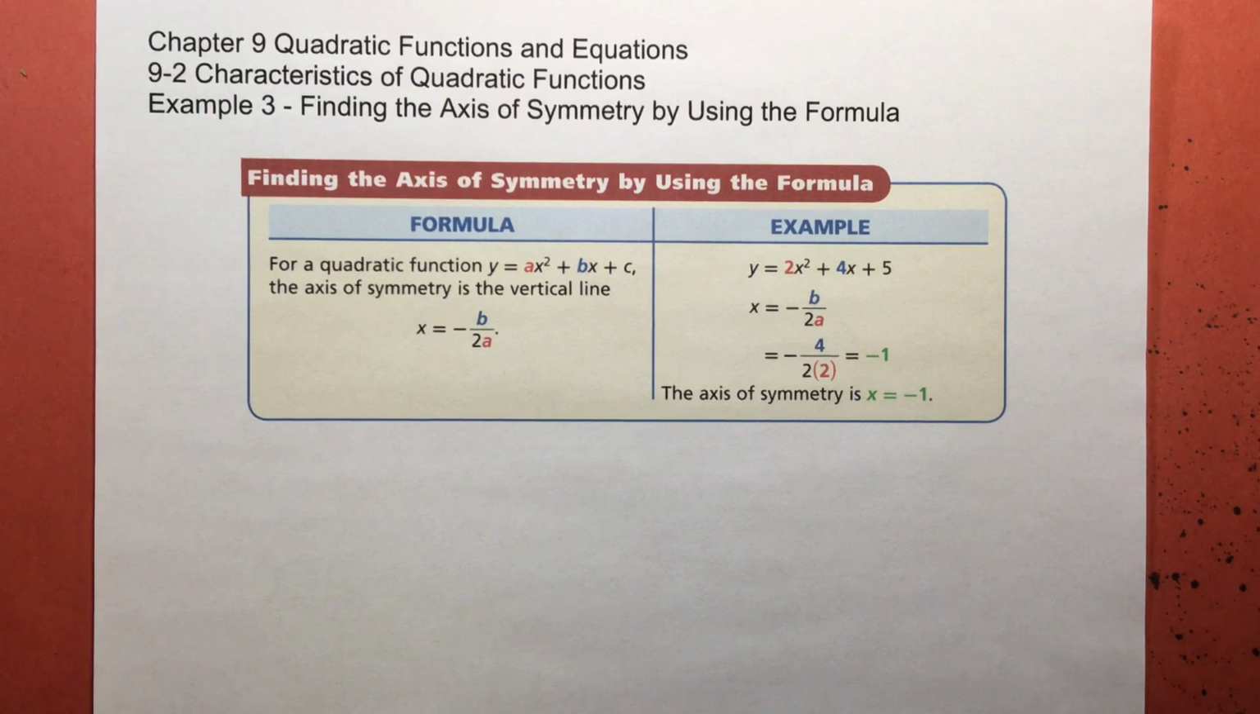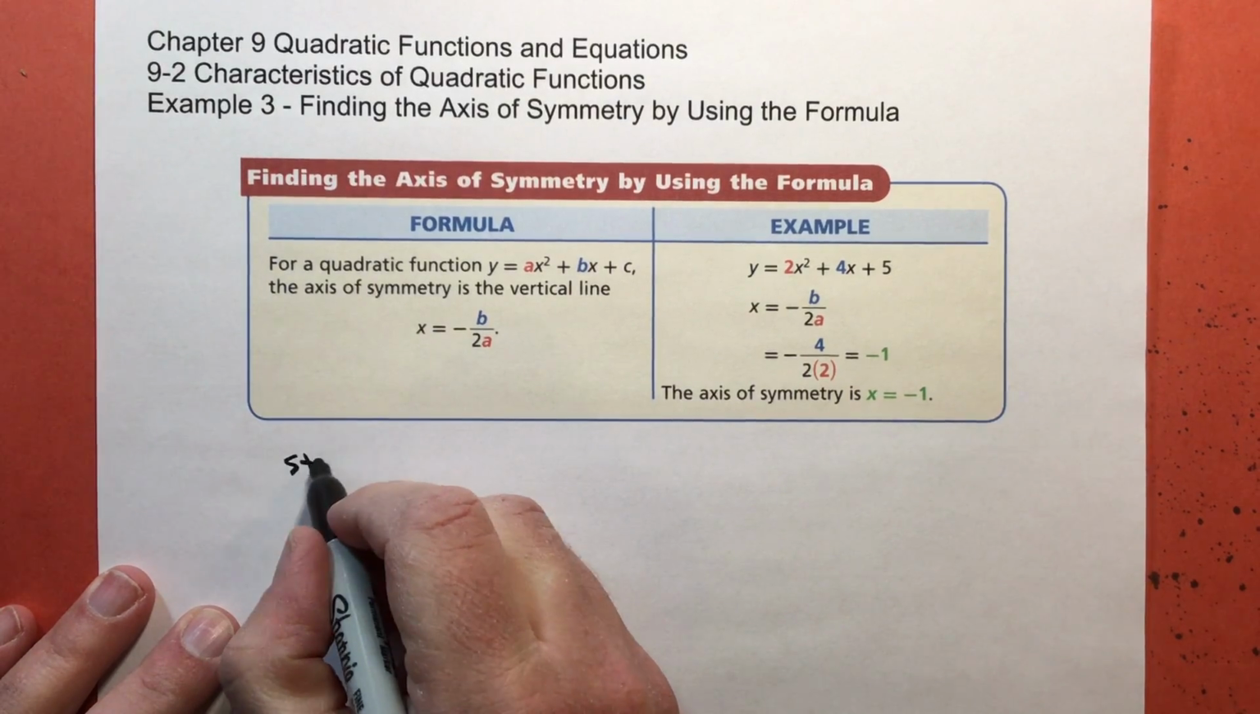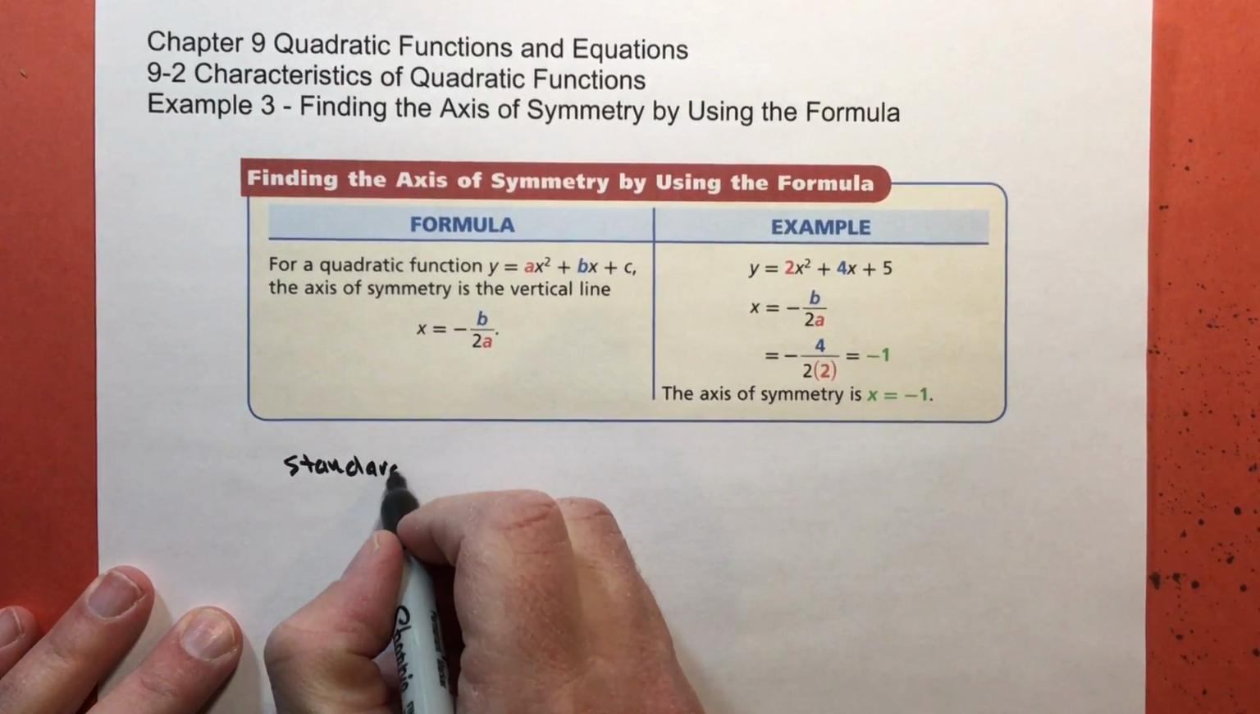We talked about finding the zeros from the graph. We talked about finding the axis of symmetry from the graph. Now we're going to find the axis of symmetry from the function, the expression that represents the function. So just to remind you, we have to be in standard form for this to work.